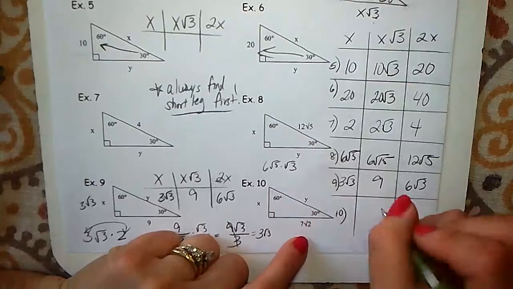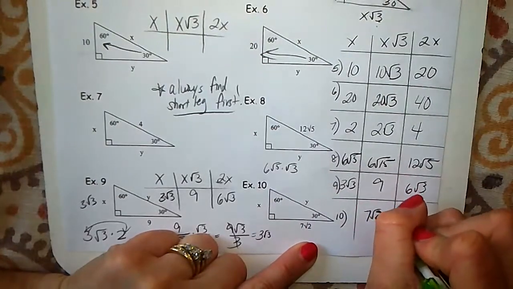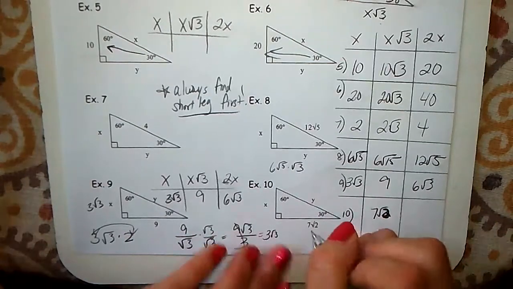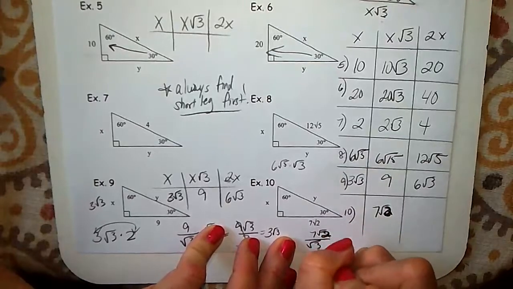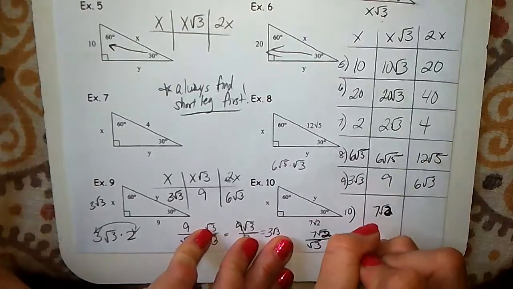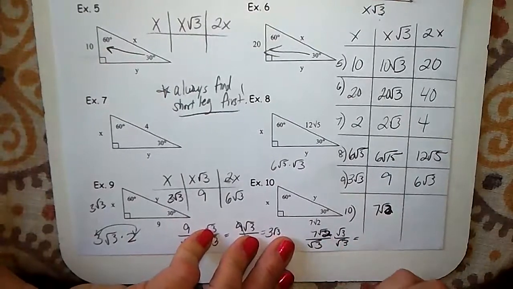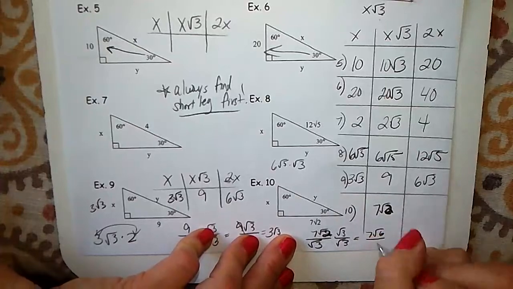In this case, we have the long leg again. Whoops, that's a 7 root 2 there. Sorry. Okay, so we're going to have to divide by the square root of 3. We're going to take that number and divide by root 3. Okay, so we have to rationalize. And when we do that on the top, remember, whole numbers get multiplied, roots get multiplied. So that's 7 root 6 over 3.